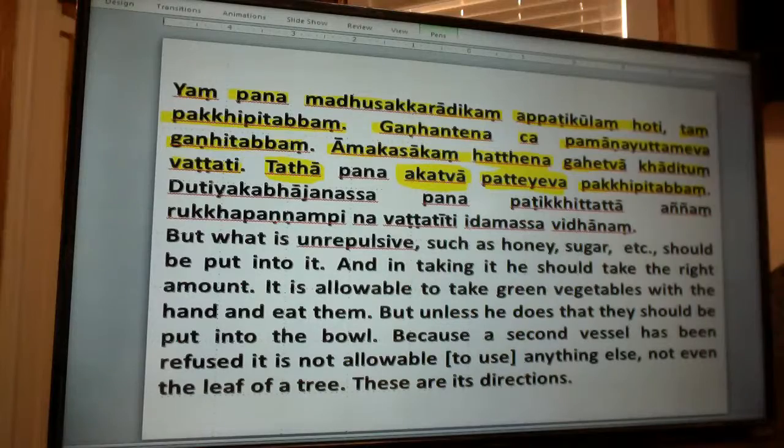So Dudiya bhajanasa means second container. Second container, already refused. Inya means another one. Rokha Banambi. Rokha means a tree, isn't it? Pana is a leaf, the leaf of the tree. Even on the leaf of the tree, he cannot put it.